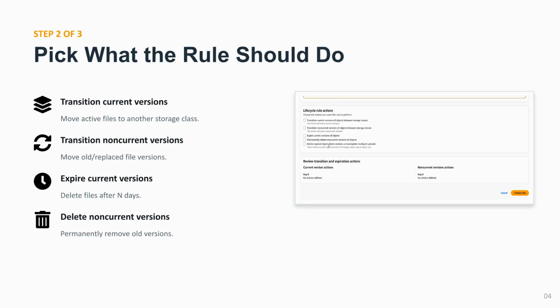You can also expire current versions, meaning S3 deletes files after a certain number of days. And you can delete non-current versions, which permanently removes old versions. Real-life example: in a banking or healthcare application, you may keep current documents available, but older versions can be archived. In a log processing system, logs older than 365 days can be automatically deleted. Cost-saving tip: versioned buckets can become expensive if old versions are never cleaned up. Always review non-current version rules.